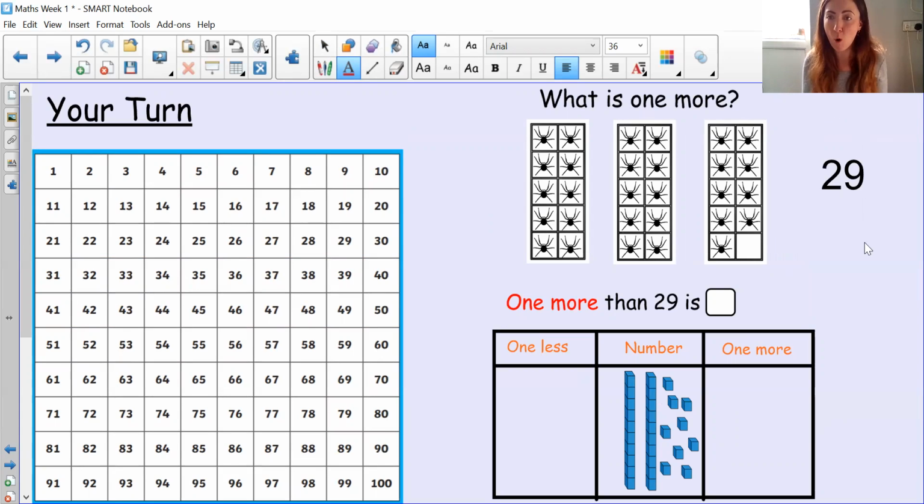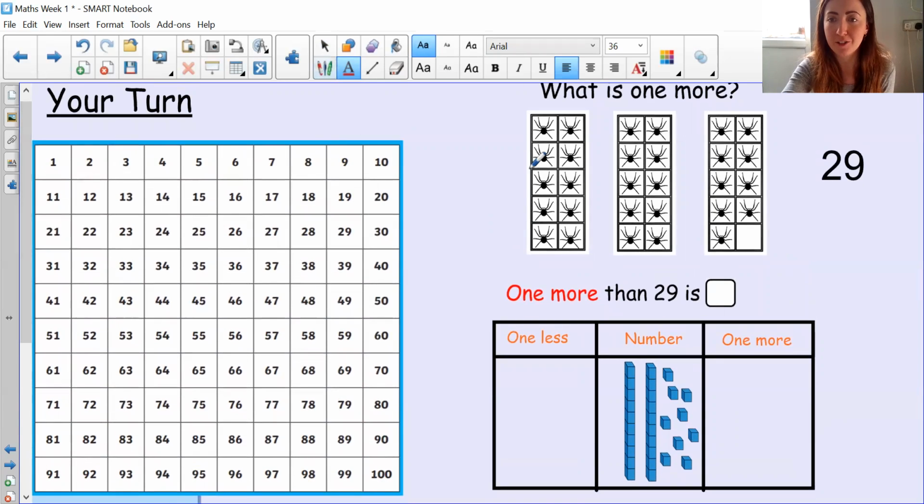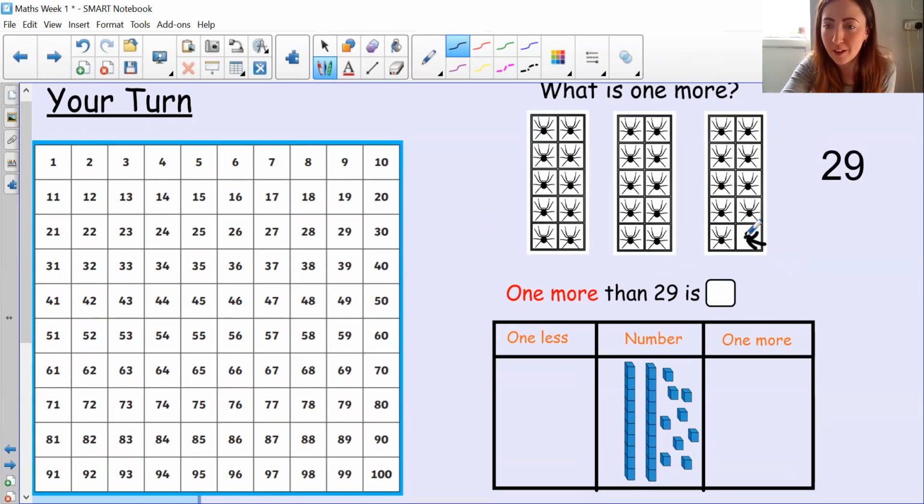To find one more than 29, I need to add another one. So I can draw an extra spider to work this one out. Oh, I will give it all of its legs actually. I was going to cheat and not do as many, but that wouldn't be very accurate. So how many legs does a spider have, by the way? That's right, 8. So we can draw it to add it into the 10 frames, and you might already be able to tell from that now what one more than 29 is.